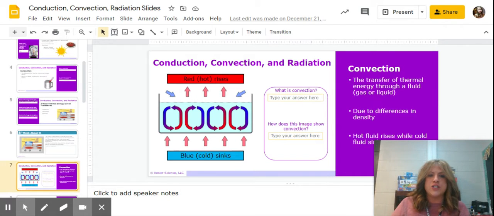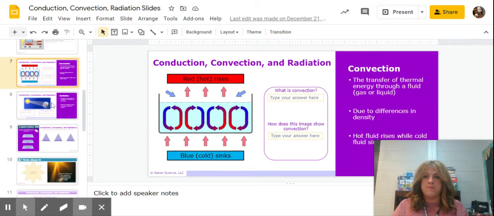So what is convection? Convection is the transfer of thermal energy through a fluid, a gas, or a liquid. That is what you're going to write here. Then it says to the left, how does the image show convection? It shows hot fluid rises while cold fluid sinks. Hot rises, cold sinks. That's what you're going to write here. Hot fluid rises and cold sinks.